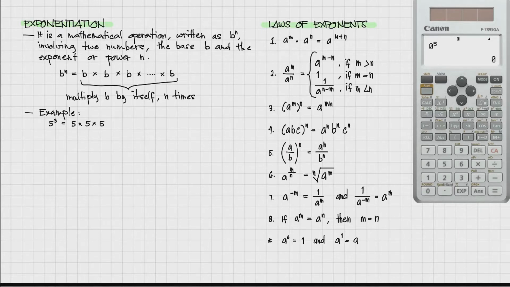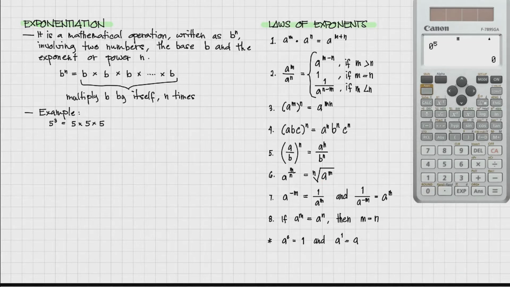Okay, so the fifth law we have here, quantity a divided by b raised to n. Again, we're just going to distribute the exponent or the power. So this whole thing should be equal to a raised to n over b raised to n. Okay. So sixth law, we have a raised to m over n. And this is actually for, we'll have this under radicals. So this one is equal to the nth root of a raised to m.